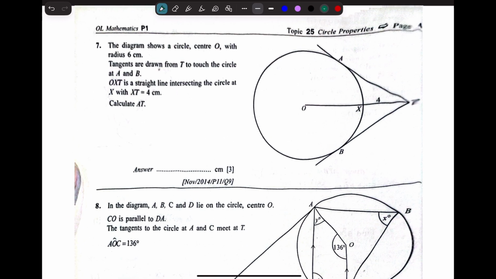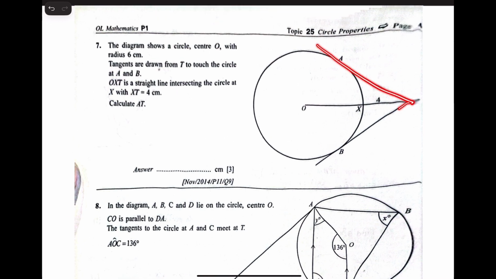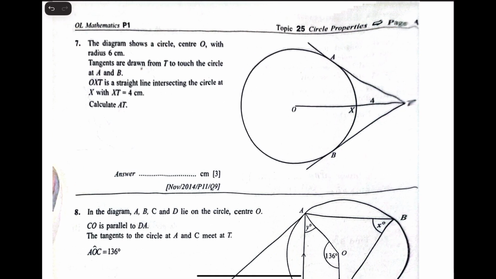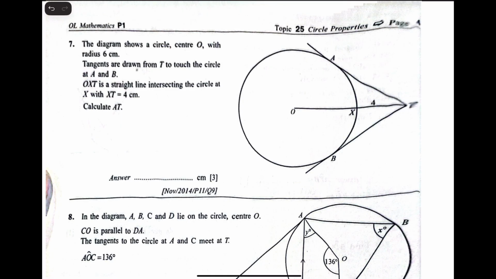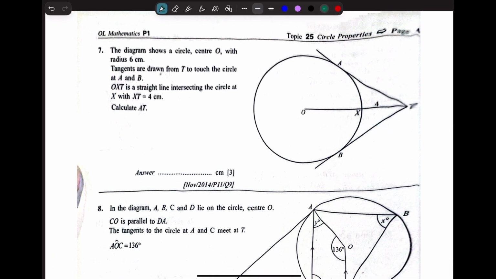Okay, so there is a slight problem with the scanning, but these are straight lines. The diagram shows a circle with center O and radius 6 centimeters, so this would be 6. Tangents are drawn from T, so this is point T, to touch the circle at point A and point B. OXT is a straight line intersecting the circle at X, and XT is 4 centimeters. Calculate AT. So they want us to find AT.